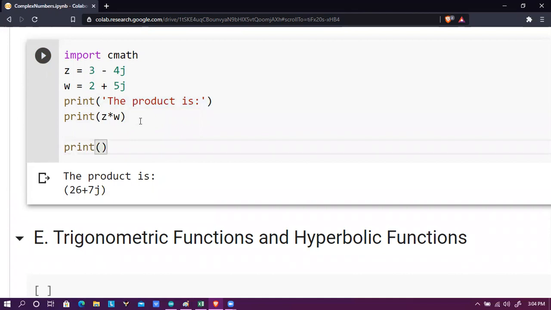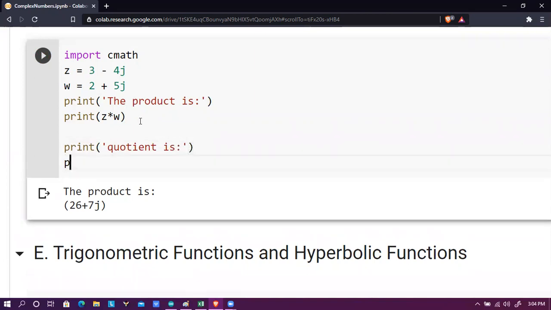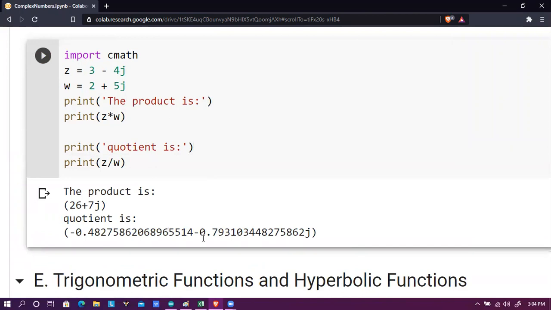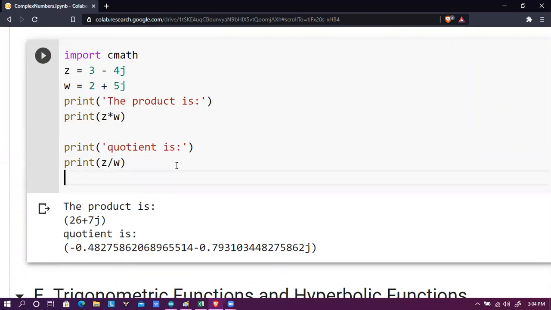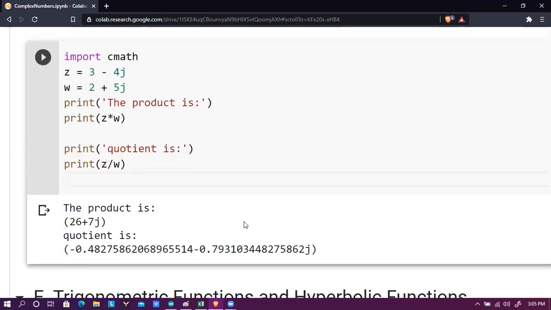Let's try the quotient. The quotient is, let's try this one. Then we are going to print the quotient. Let's say z divided by w. Let's try. What will happen if we do this? Okay, this is the quotient. So the quotient and the product. That's how you do it in mathematics. Of course, your reciprocal is 1 over z or 1 over w. That's the reciprocal of your complex number.